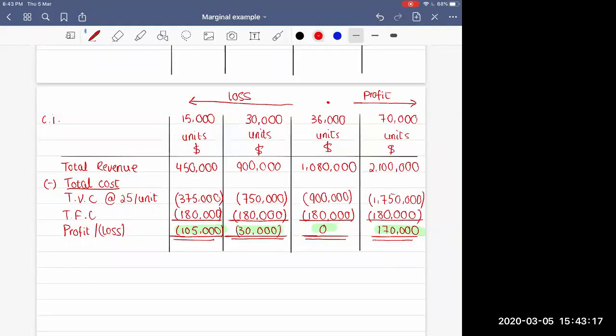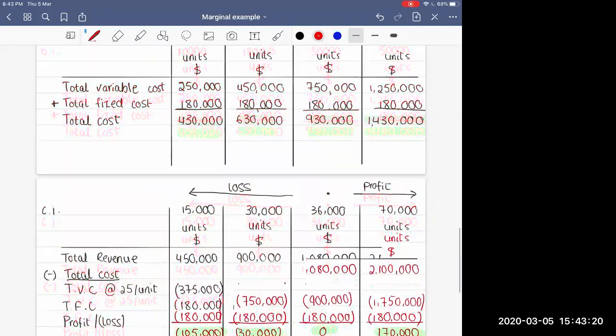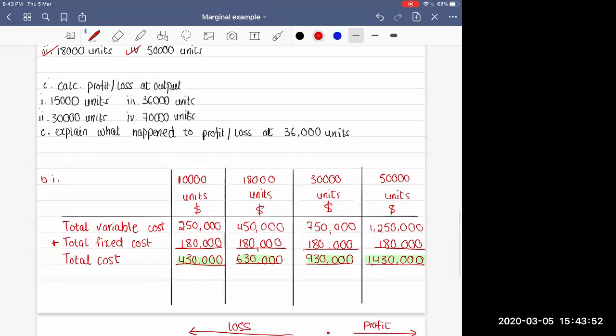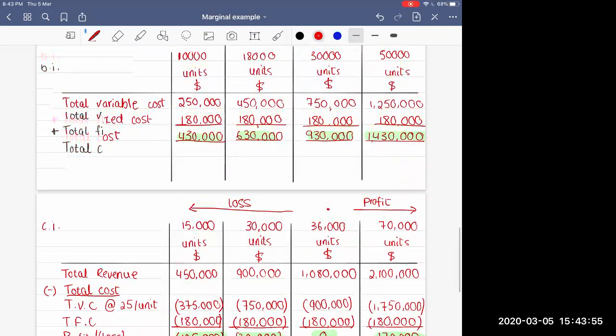Right, guys? Our next requirement, the examiner has asked us to explain what happened to profit and loss at 36,000. So at 36,000 units, profit and loss is equal to what? Profit and loss is equal to zero. Because at 36,000, the total revenue is equal to total cost. The point at which total revenue is equal to total cost, that particular point, condition, situation, activity or output level is referred to as the break-even level of output. We call that particular point the break-even point.